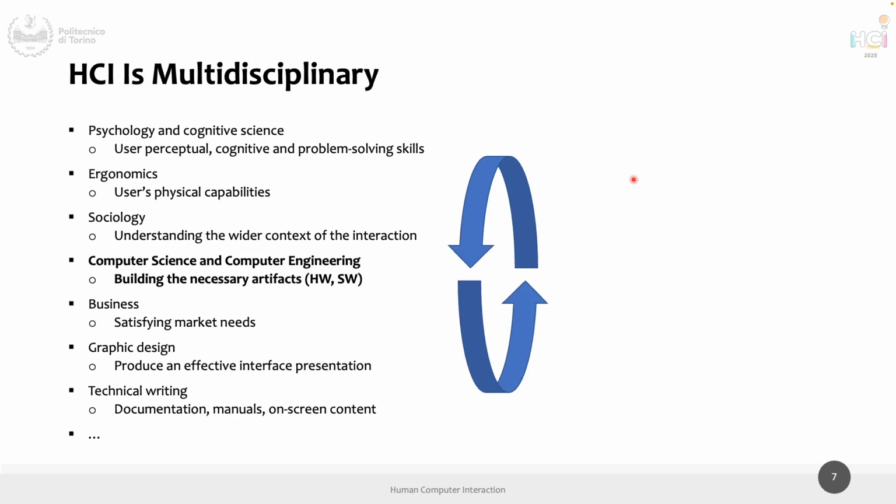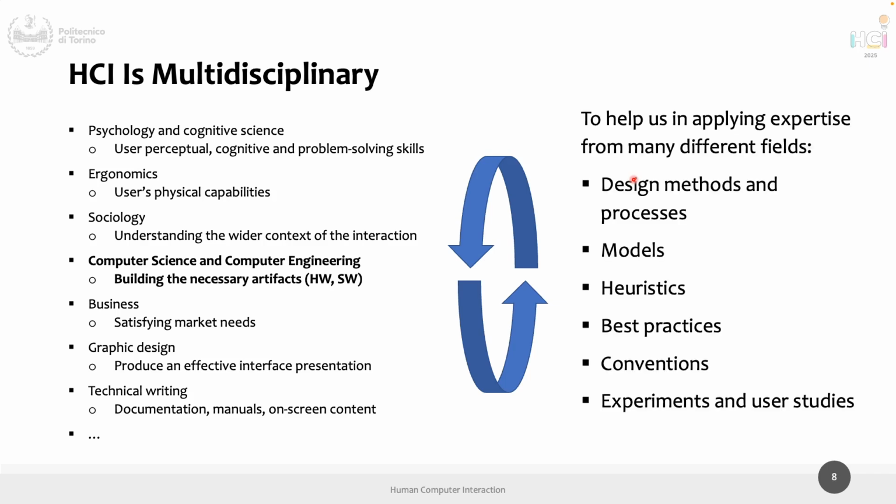And I was saying the human interaction is multidisciplinary. These are some of the disciplines that are part of it. We of course focus more on the computer science, the computer engineering part. That is, we're building the necessary artifacts, but we also need to understand the other parts to build effective artifacts. And these other elements will help us in applying expertise in different fields and be able to talk with people and understand people in these other fields in terms of design methods, process, model, guideline, convention, how to do experiment, how to do evaluation, etc.